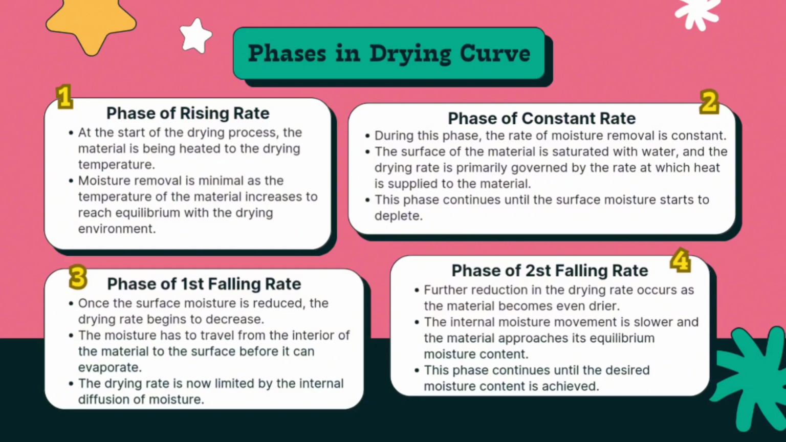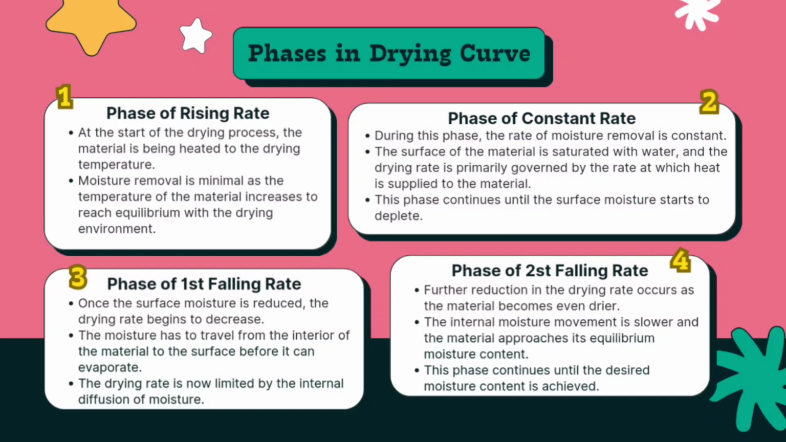In the constant rate phase, the drying rate is stable. The material surface is saturated with water and the drying rate is primarily controlled by the rate at which heat is applied. This phase continues until surface moisture started to deplete. As the surface moisture decreases, we enter the first falling rate phase.